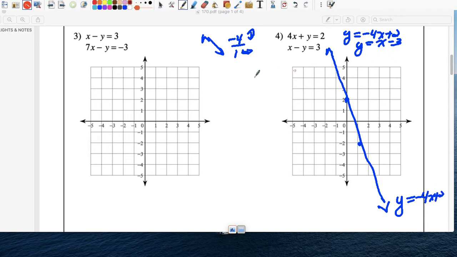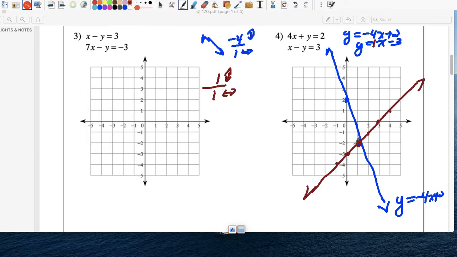On the next one, y equals x minus 3. In front of the x, there's a 1, right? Right here. I'm going to put that 1 over 1. So this is my up and down, left and right. This one is a positive slope, and it crosses the y-axis at -3, right? So 1 up, 1 to the right, 1 up, 1 to the right, 1 up, 1 to the right, 1 up. So here's our line.